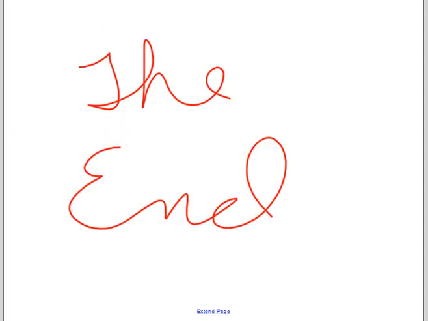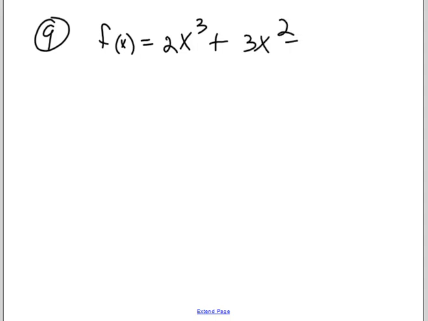All right, let's do one of these together. I think this is number 9 from the homework. You got a book out by any chance? What page is it? 4.3. Yeah, this is page 229, number 9. It's f of x equals 2x cubed plus 3x squared minus 36x.